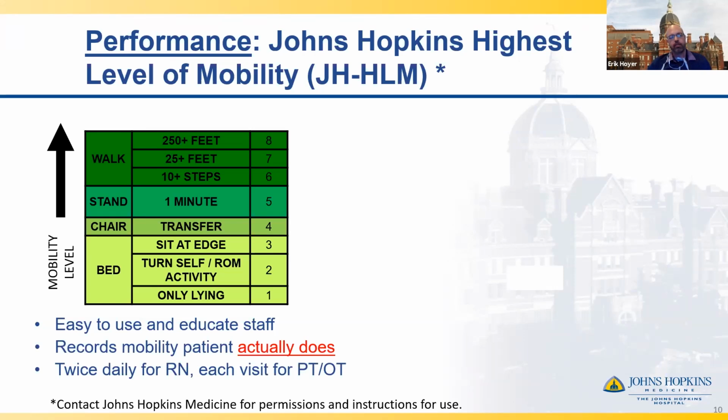So there are different levels of bed activity and progression with that. Then it's this idea of transferring, for example, to a chair or to a commode, and then doing a more upright position of standing, and then we have different distances of ambulation. These are based on key milestones from the literature. So it goes from 1 through 8, and what we found is that the scale is very easy to use and educate staff. It records, again, what the patients actually do.